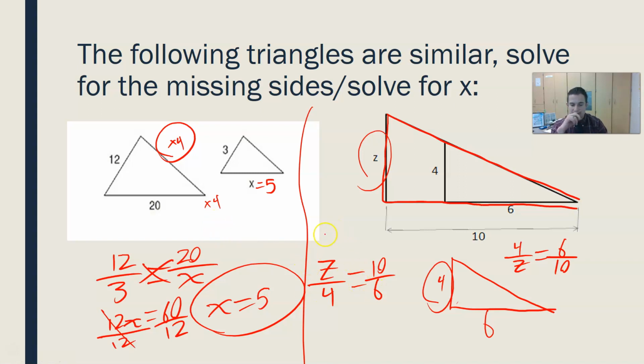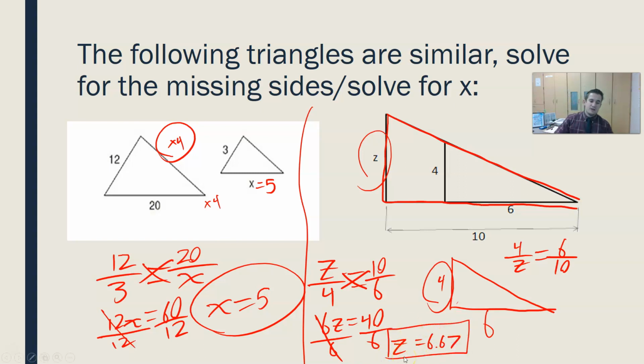So z over 4 equals 10 over 6. I'm going to go ahead and cross multiply. 6z equals 40. If I divide by 6 on both sides, 40 divided by 6, let me check that, is about 6.67 if I round. So that missing side, z, is approximately 6.67.